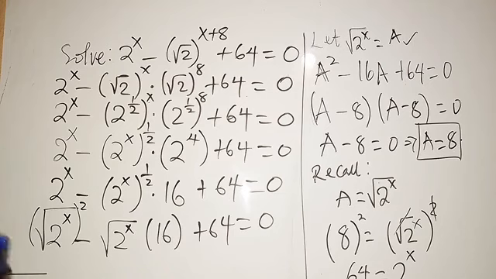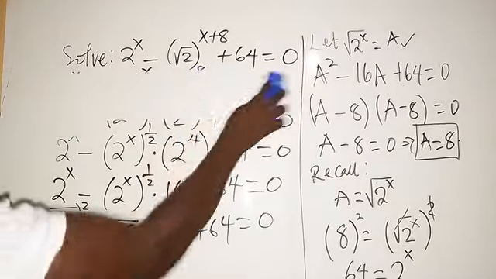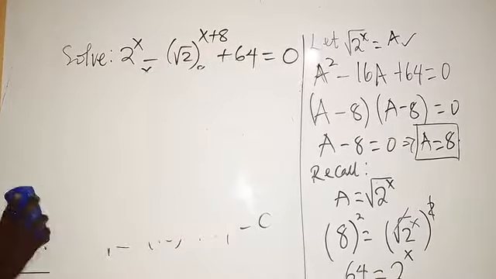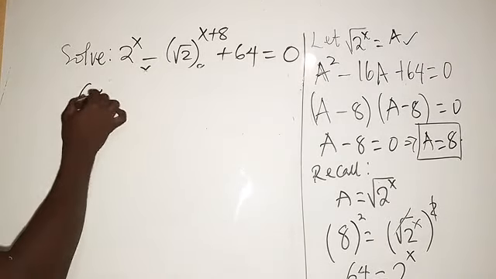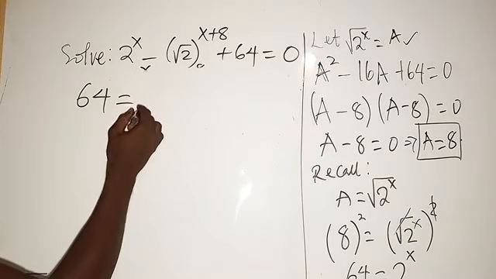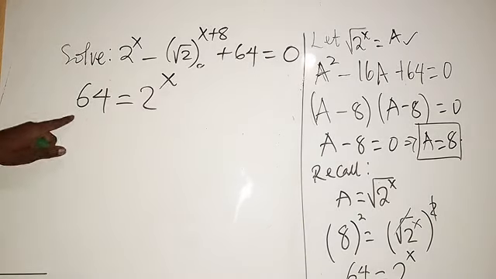So permit me to clean this. I believe if you are jotting, you might have put this down. Okay, then from there you can see that we have 64. Let me write it. So we have 64 equals 2 to power x. That's what we have here.